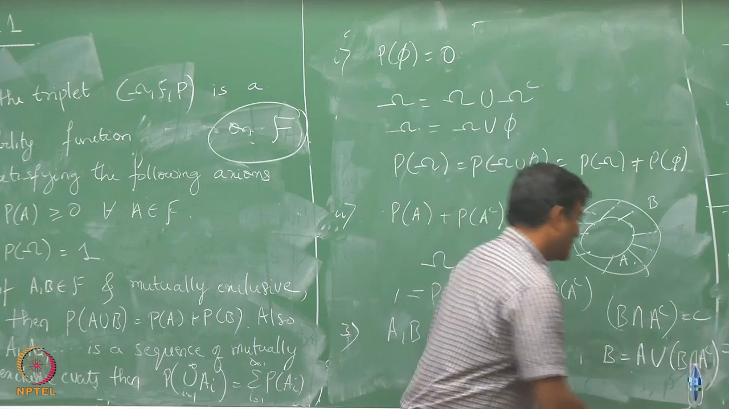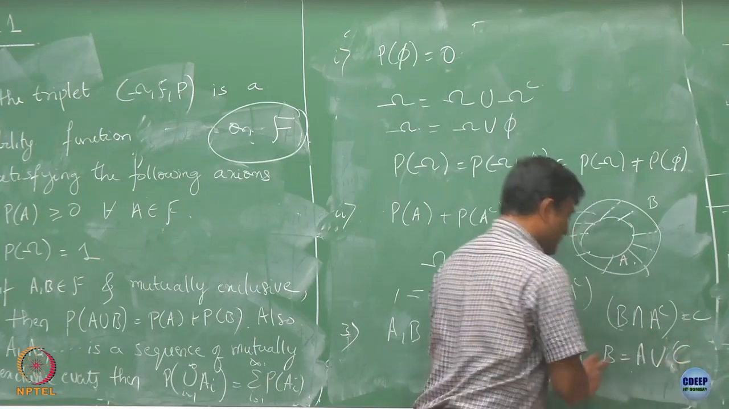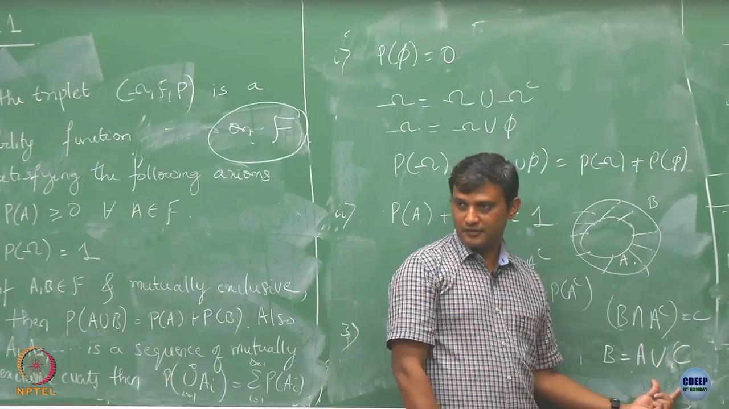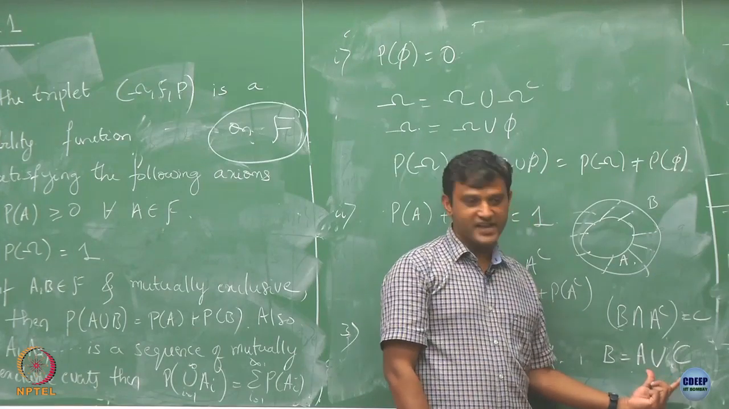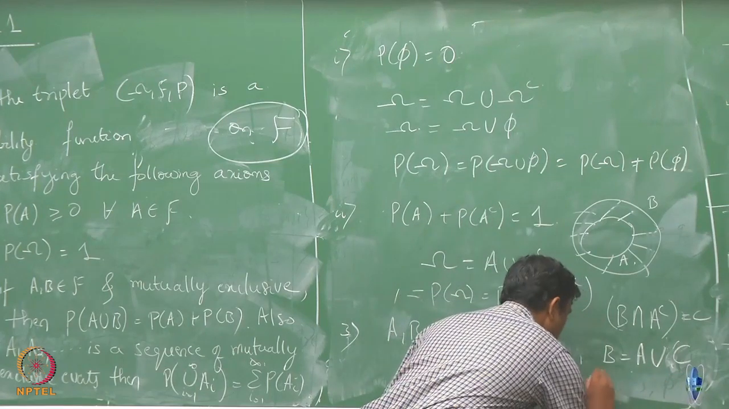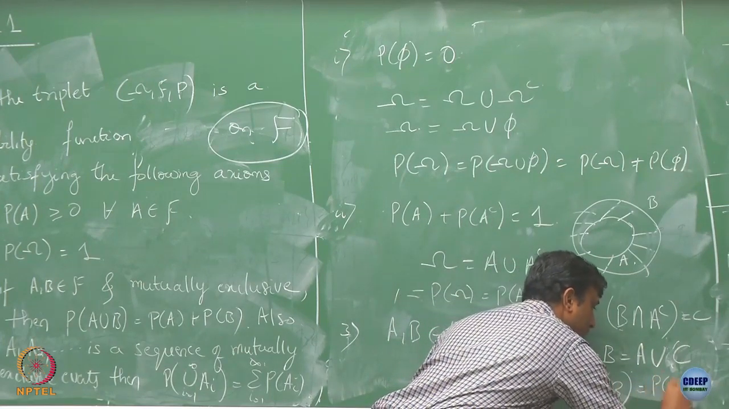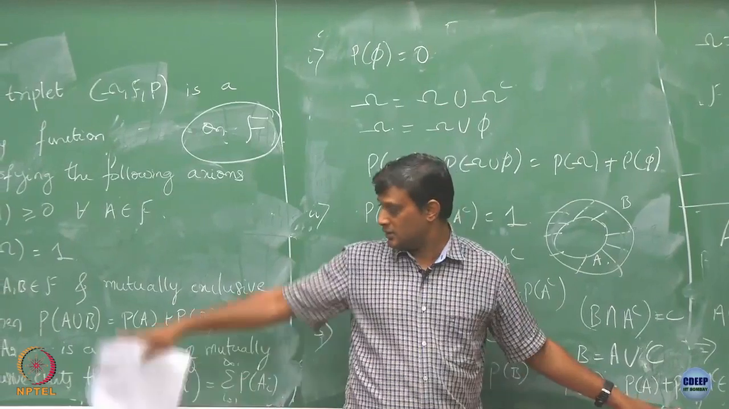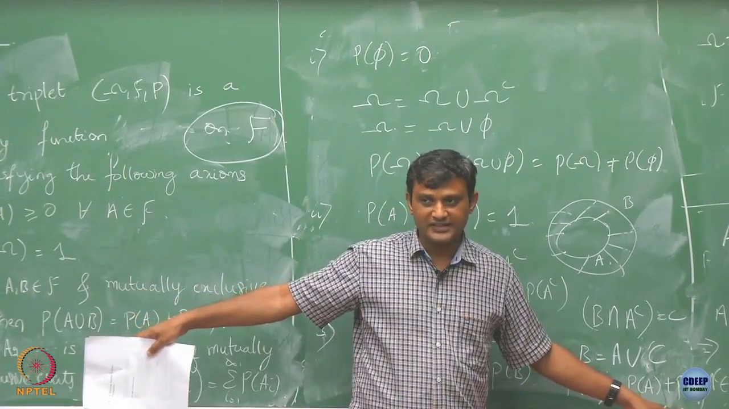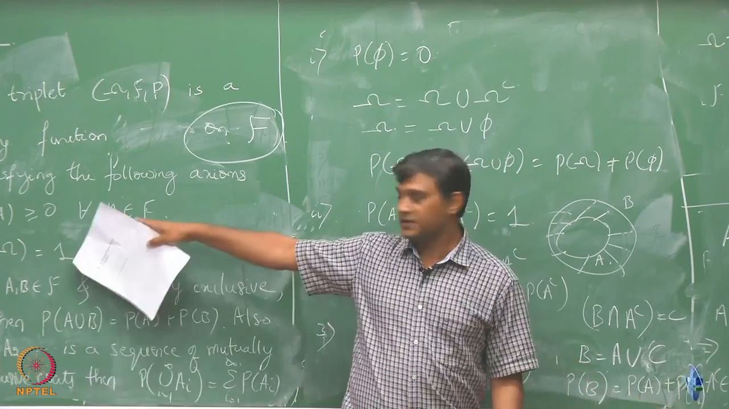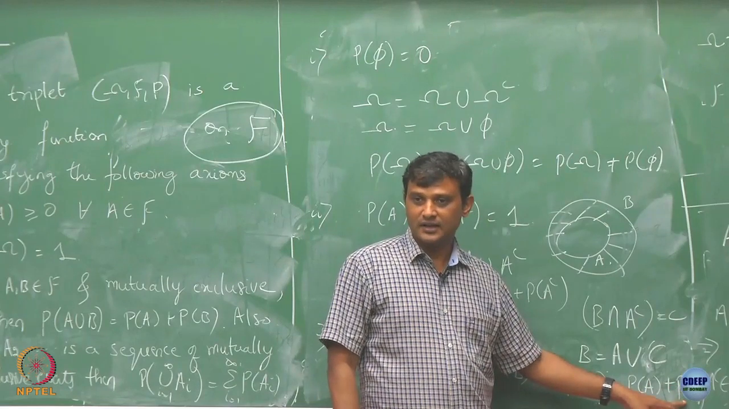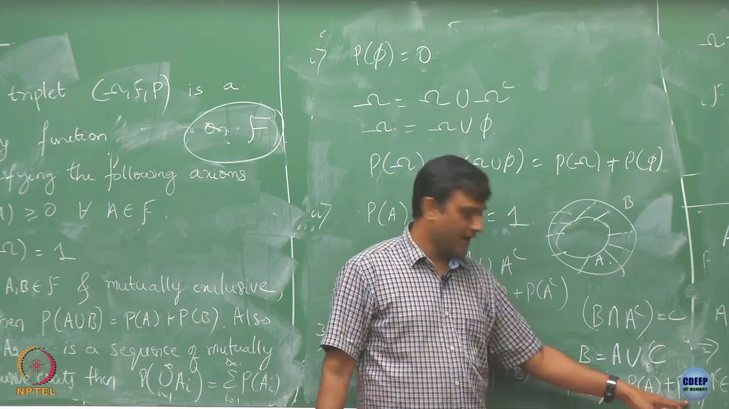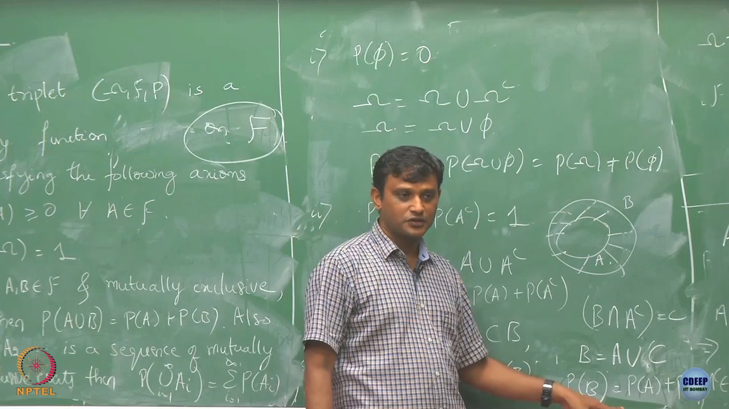So now I have this B written as A union C. I have argued that both are disjoint and both belong to F, and on both of these I know P is defined. Now what is this? I know P of B is equal to P of A plus P of C. Why this? My third property. Now with this am I done? Now I go back and I know that P of C has to be non-negative, right? It has to be greater than or equal to 0. Then it must be the case that P of B is greater than or equal to P of A.